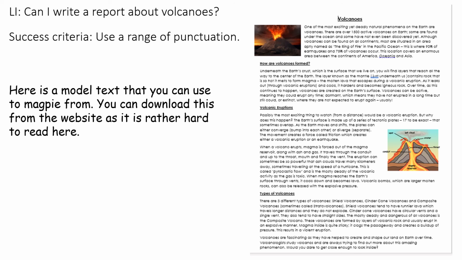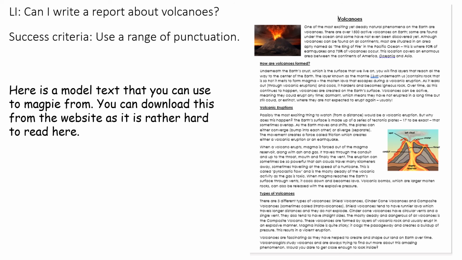Cinder cone volcanoes have circular vents and a single vent. They also tend to have straight lines. The most deadly and dangerous of all volcanoes is the composite volcano. These volcanoes are formed by layers of volcanic rock and usually erupt in an explosive manner. Magma inside is quite sticky. It clogs the passageway and creates a buildup of pressure. This results in a violent eruption.